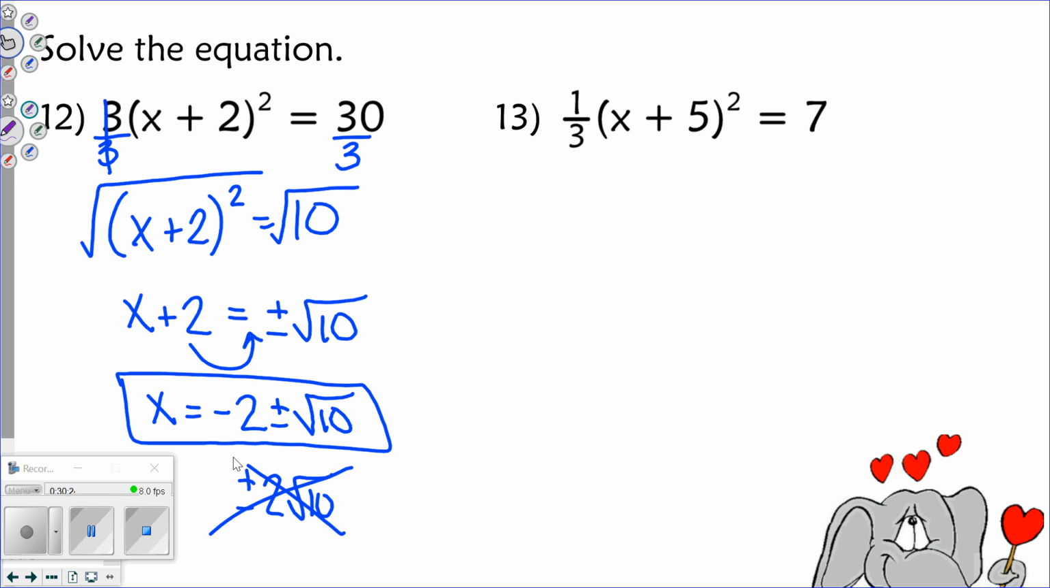What about 13? You can multiply by 3 or divide by 1/3. People panic again because of that fraction. Here, if it was a 3, you just divided by 3, right? So technically, could I divide by 1/3? Yeah, and dividing by 1/3 is the same thing as multiplying by 3. So whatever math skills you have in your background, whatever's comfortable for you guys. Either way, I get x plus 5 squared equals 21.